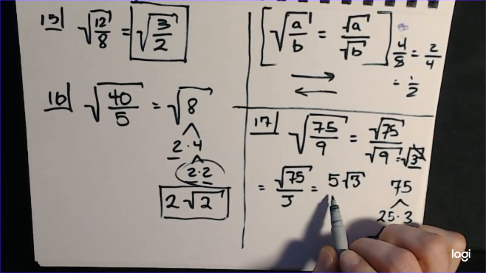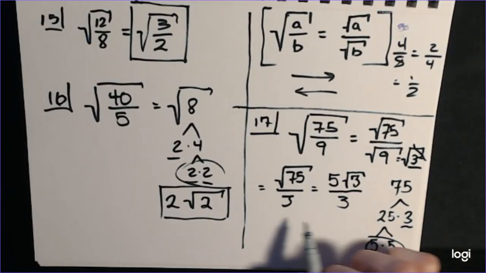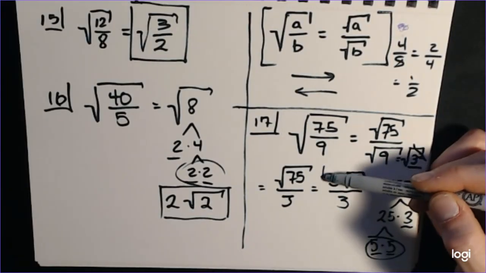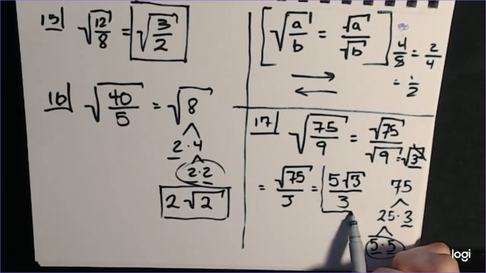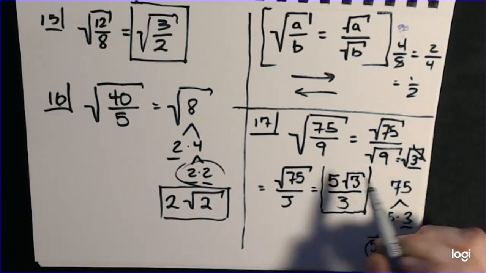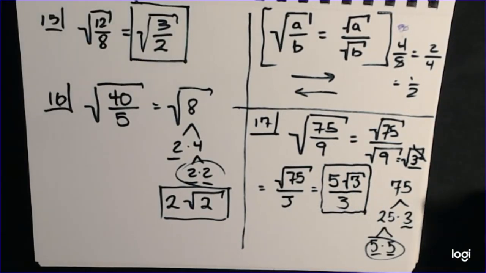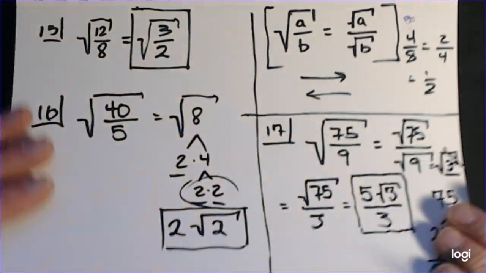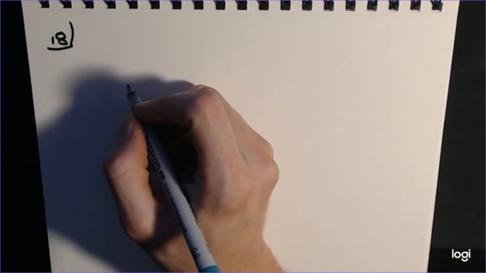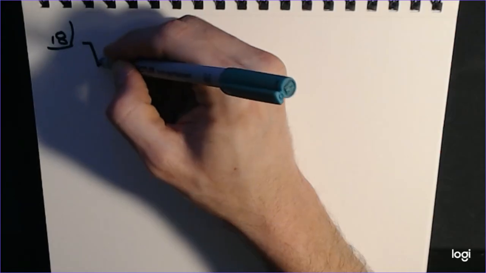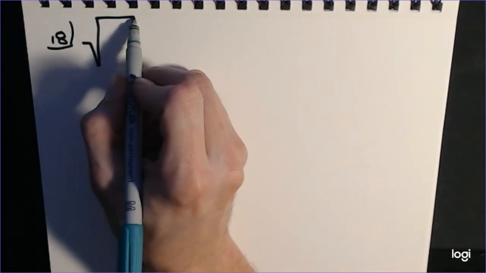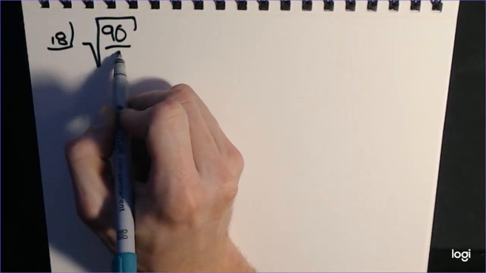And this is all divided by 3. Still writing that from the previous step. And there's nothing more that we can do here. So we put a box around it. That's our answer. Okay. On to the next one. Number 18. We have the square root of 90 divided by 8.